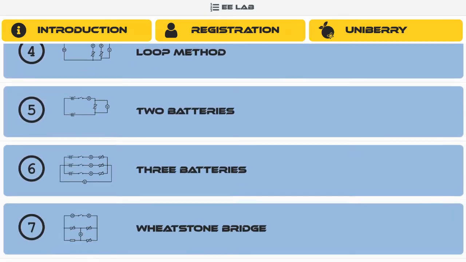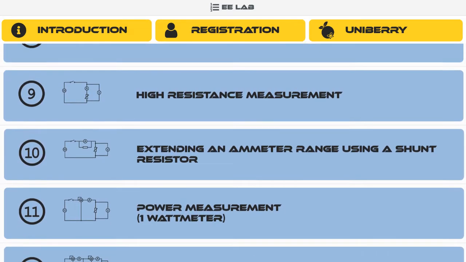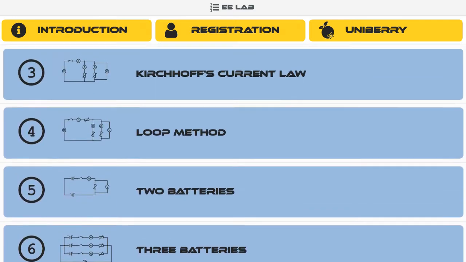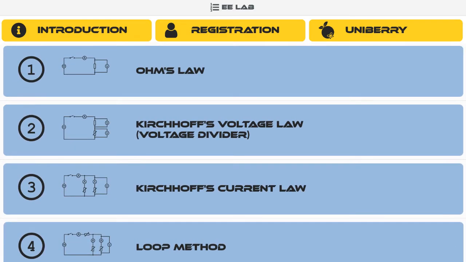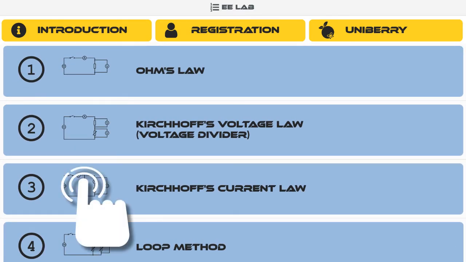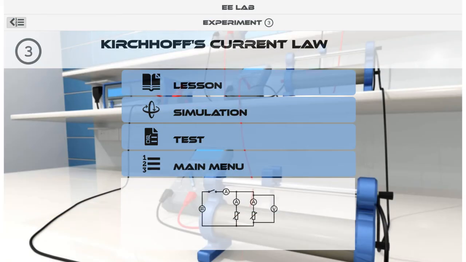The main menu contains a list of available experiments. You can scroll up and down the list. Let's choose experiment number 3, Kirchhoff's current law. Now you are in an experiment menu. On this screen, you have a few options related to the learning module.